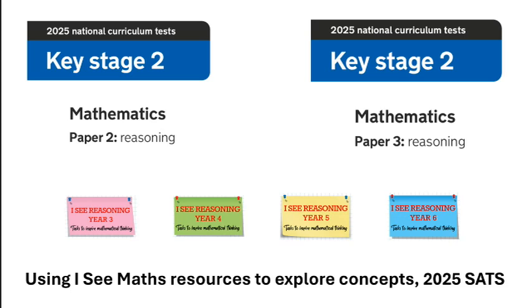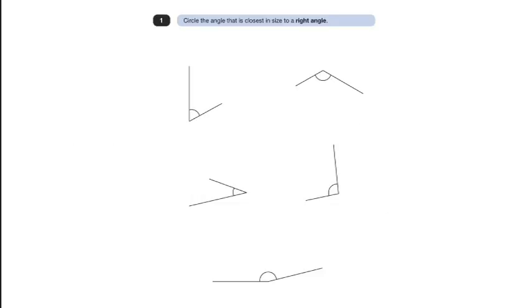This video is going to have a look at how the IC maths resources can be used to help children to understand the concepts and answer some of the questions from the 2025 Maths SATs questions. For question 1, I thought this was an interesting one. Circle the angle that is closest in size to a right angle. Now, would children be able to answer that without measuring and calculating for all those angles?